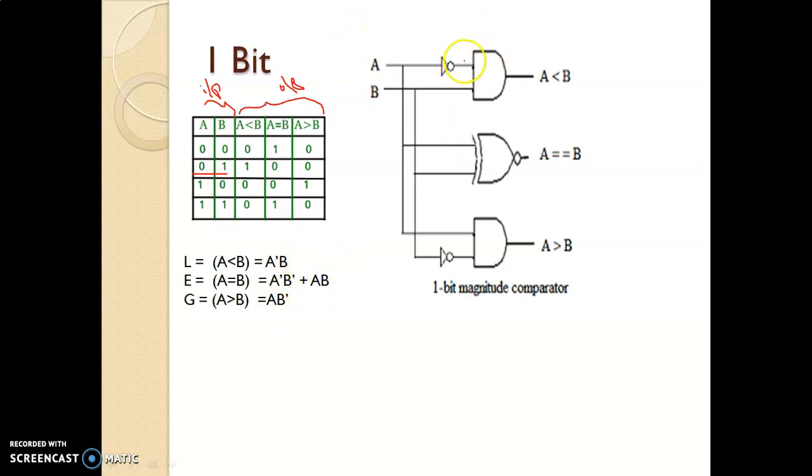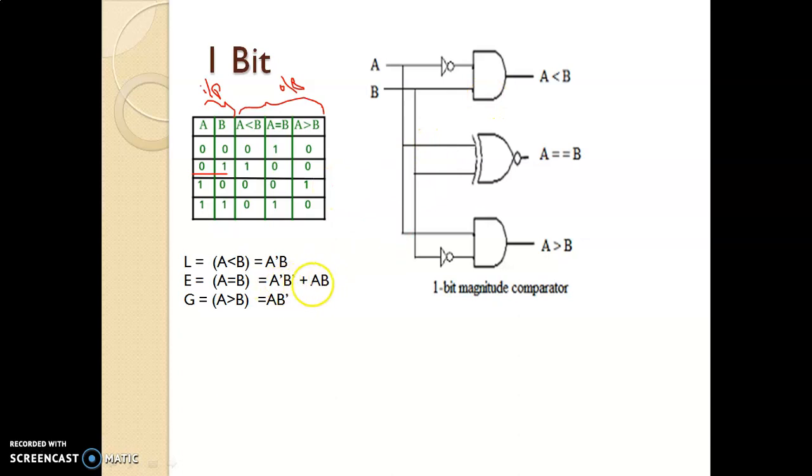And A is complemented to get A bar and B. So A bar B is the condition for A less than B. Okay, A less than B is A bar B. So this is A bar B, that is A less than B. And for A equal to B, you have to get A bar B bar plus AB.